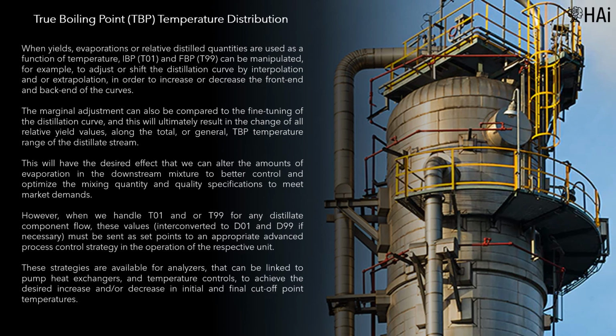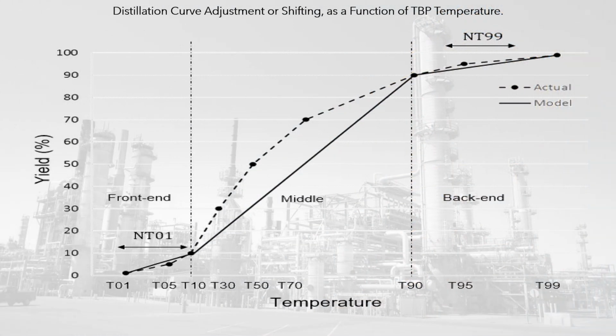When yields, evaporations or relative distilled quantities are used as a function of temperature, IBP, TO1, and FBP, T99, can be manipulated, for example, to adjust or shift the distillation curve by interpolation and/or extrapolation, to increase or decrease the front end and back end of the curves. The marginal adjustment can also be compared to the fine-tuning of the distillation curve, and this will ultimately result in the change of all relative yield values, along the total, or general, TBP temperature range of the distillate stream.